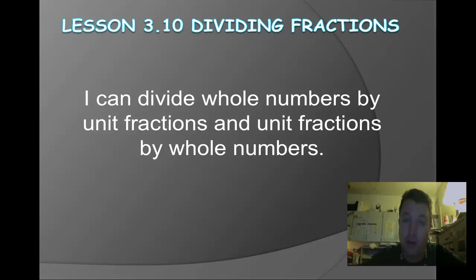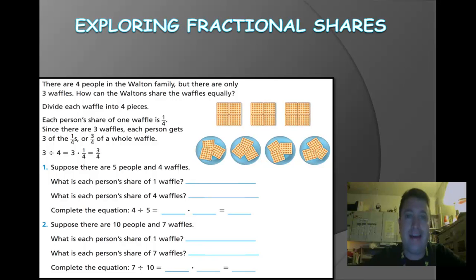I can divide whole numbers by unit fractions and unit fractions by whole numbers. And you'll see how those are a little bit different as we go through this video together. So just to get our heads around those fractional shares again, we're going to take a little look at this. So let's start here.